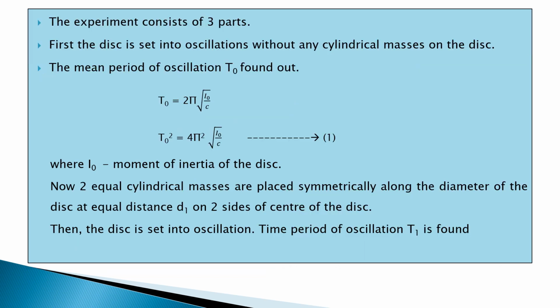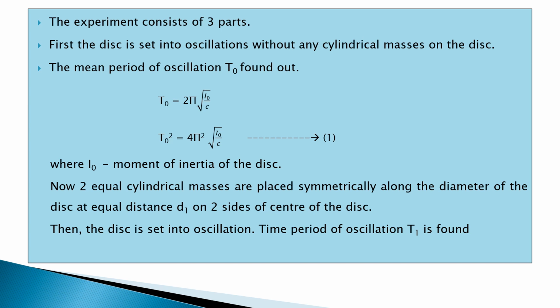So now we are going to perform the first segment. Here the disc is made to undergo oscillation and the time period for one oscillation is determined. T0 is equal to 2 pi root of I0 by C. And now T0 square is equal to 4 pi square I0 divided by C. This is equation number 1. Here I0 is the moment of inertia of the disc.